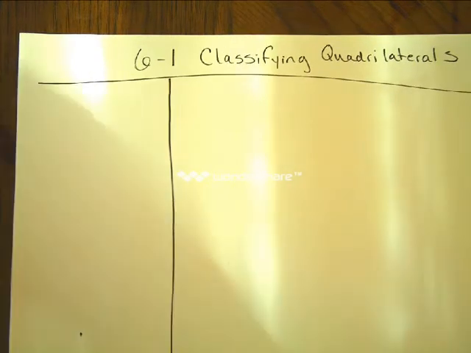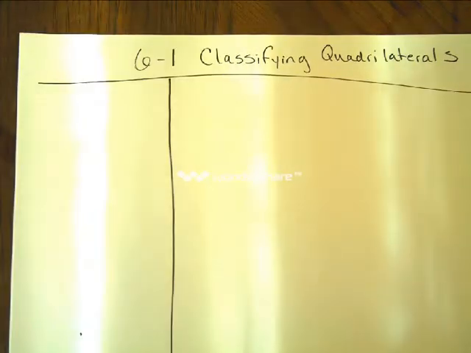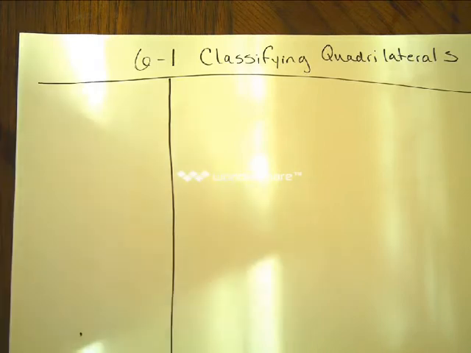Okay? So now you know all of the definitions of the quadrilaterals, and you're going to see how you can apply those to problems that you'll see in your book. I think I'm going to do this in a little bit different order than the book did. Let's start with this example.